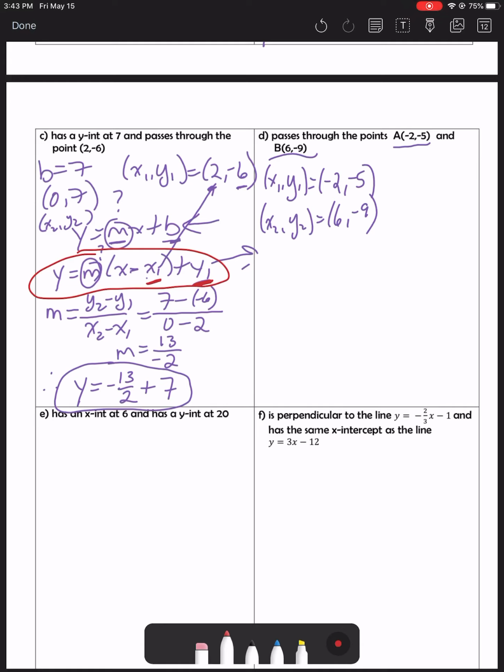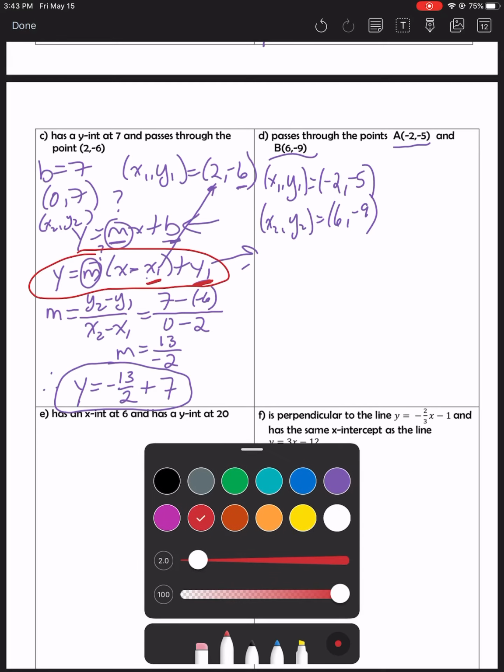They could be x20 and y20. It doesn't matter, as long as they are a point on the line, then you can substitute them in. Okay, any point, doesn't matter. Any point, even the y-intercept, which is 0 and something. They all work. Got that? Any point works.